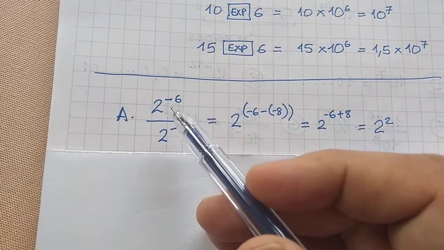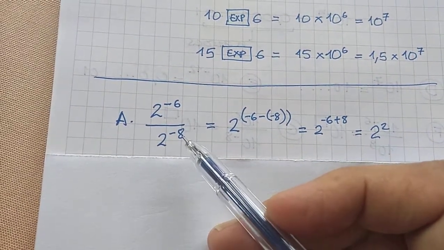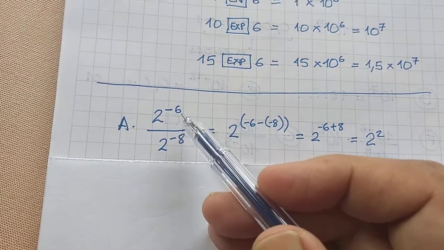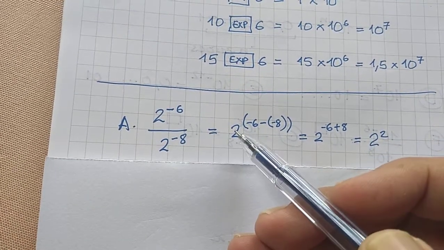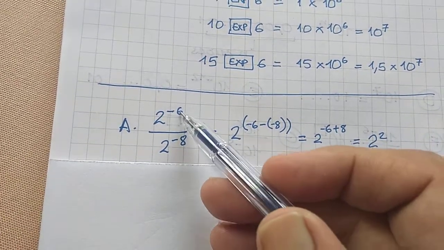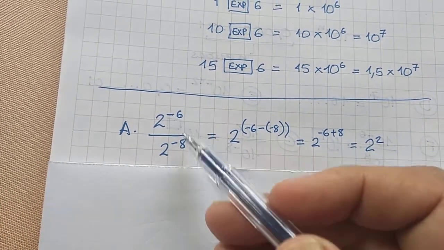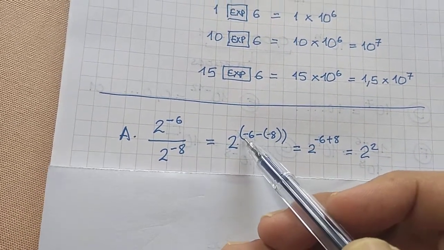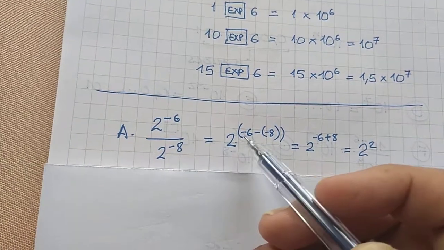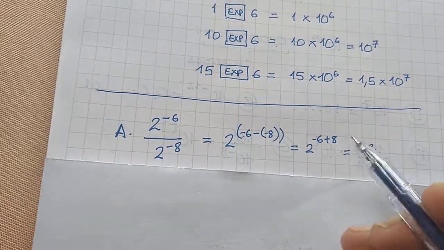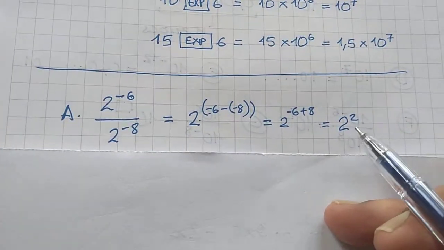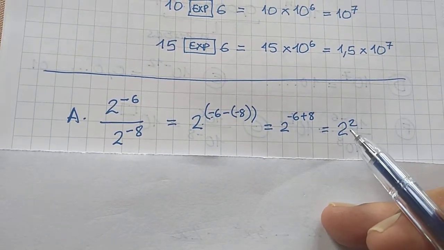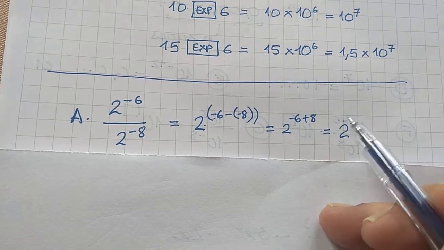The first one was 2 to the power minus 6 divided by 2 to the power minus 8. So how do we do this? We write this as m and n. We'll do 2 to the power m minus n. So 2 to the power minus 6 minus minus 8. So you get 2 to the power minus 6 plus 8, which gives us 2 to the power 2. This is the answer I wanted.